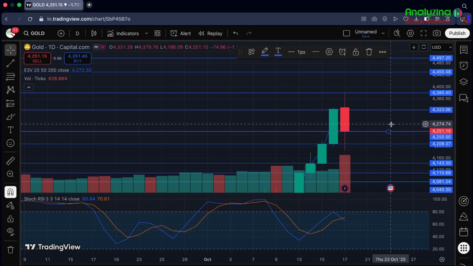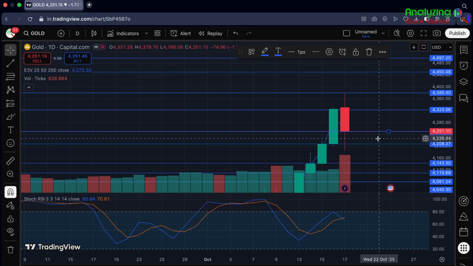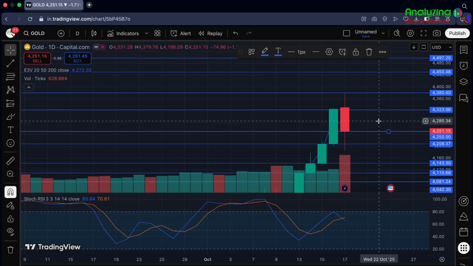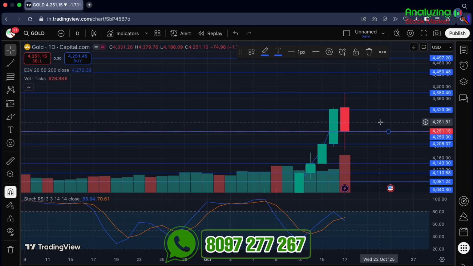Currently we are near direct support, so once this gets breached, we can go for a short position till this low, that is around 4186. If I talk about my important two support and resistance zones, after direct support there is a support of 4208 and then 4143. After direct resistance there is a resistance of 4380 and then 4450. So these are two important support and resistance zones that will help you to take better stop loss and target levels according to your bias, and this will help you to take better trades for this week.